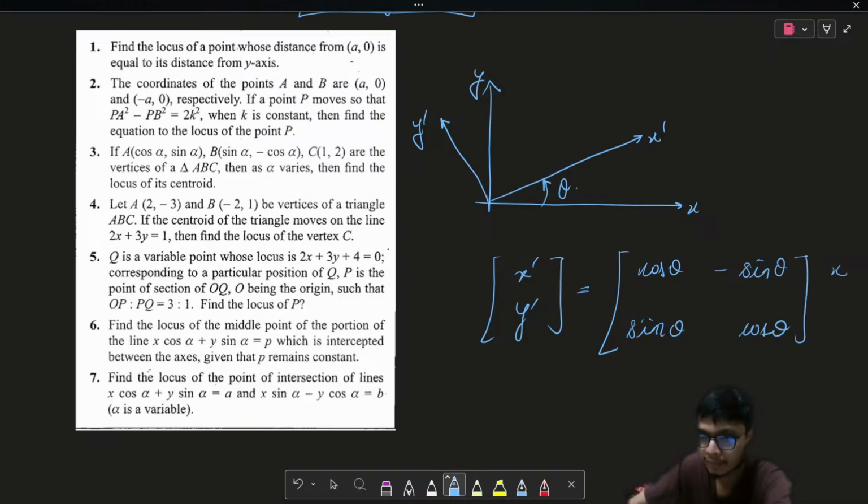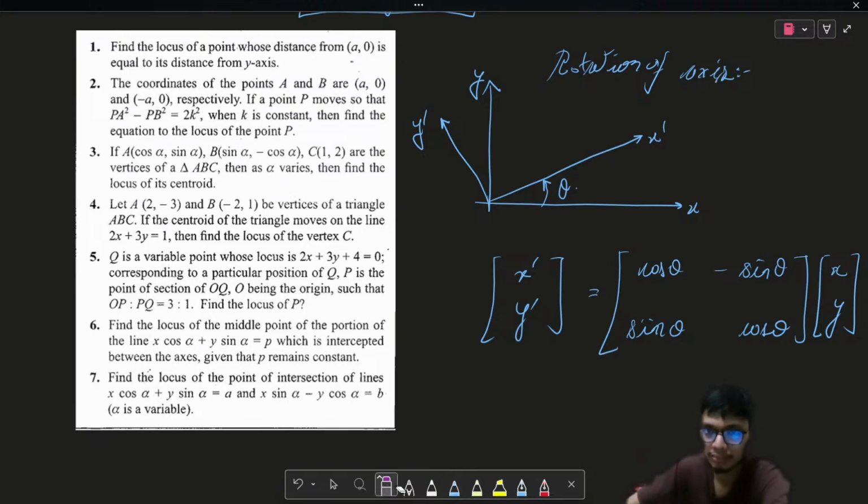Okay, so therefore any point in the new coordinate frame can be given by this matrix equation, right? So therefore we'll discuss this rotation of axis concept. Okay, so this is the concept of rotation of axis. So what happens if I rotate my axis? If I just rotate my axis, what happens? We'll discuss this in the upcoming lecture.